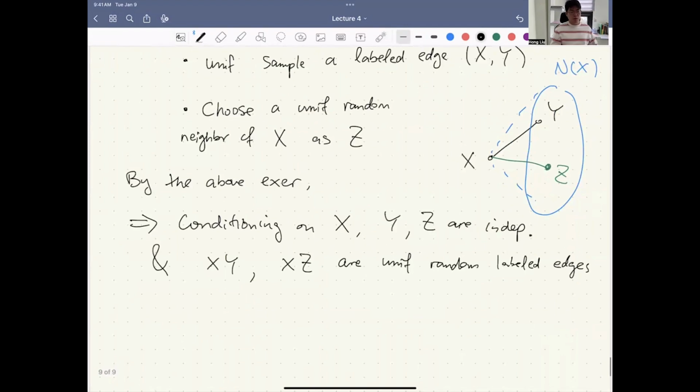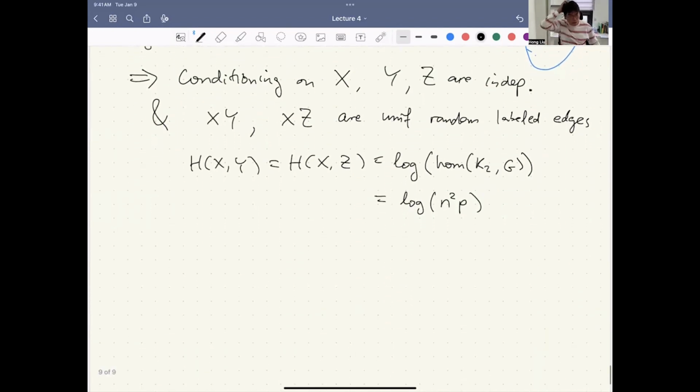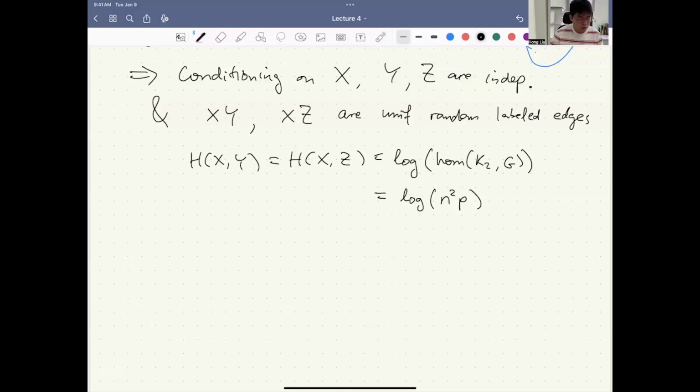What that means, by maximality, is that the entropy of xy and the entropy of xz are the same, equal to the log of the range where they take value. The range is 2 times the number of edges. Labeled edges are basically the set of homomorphisms from K2 to G, as we said, which is log of n squared p. This is the definition of p. Okay, now we are done, basically.